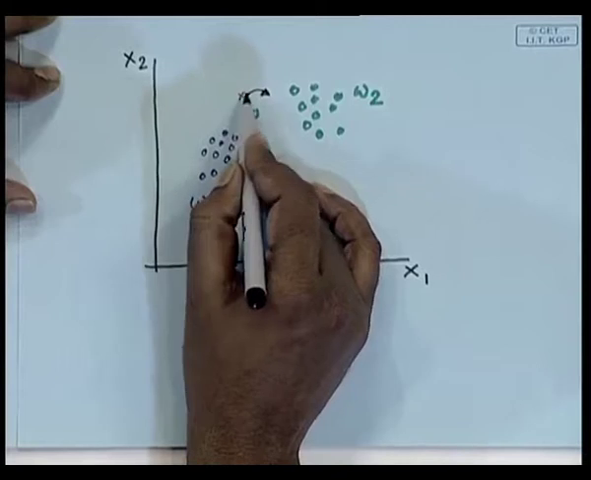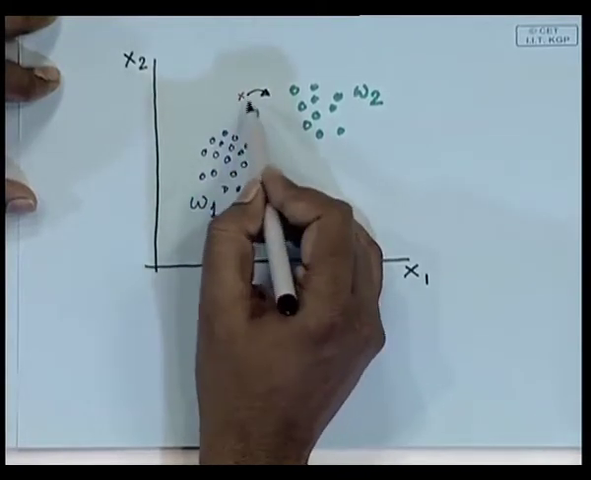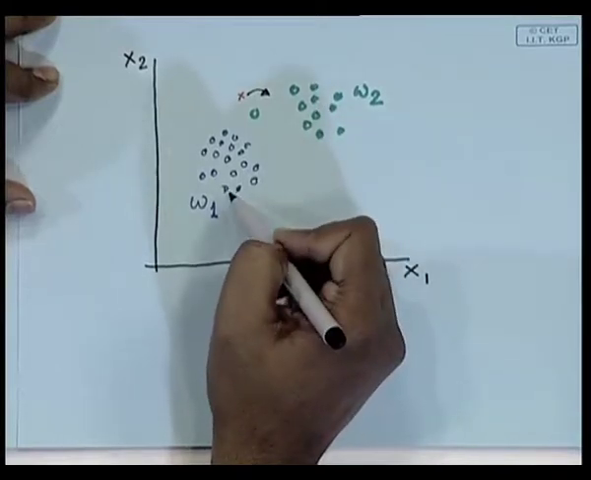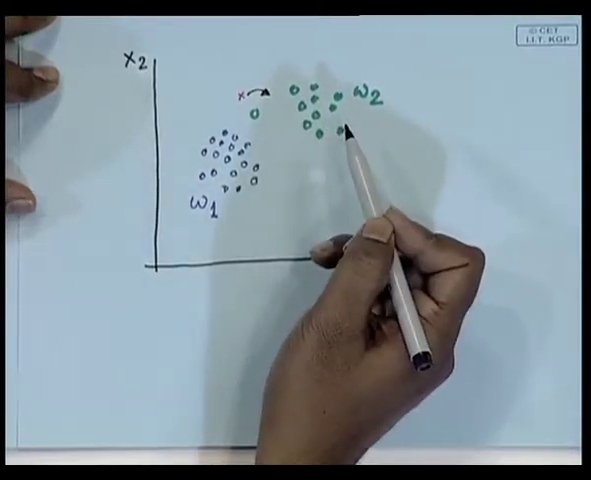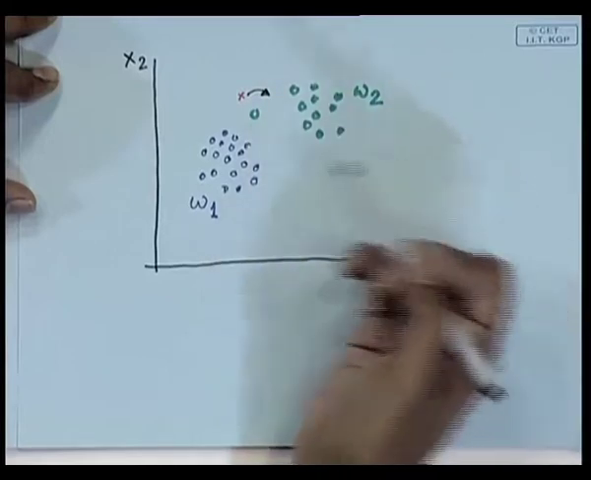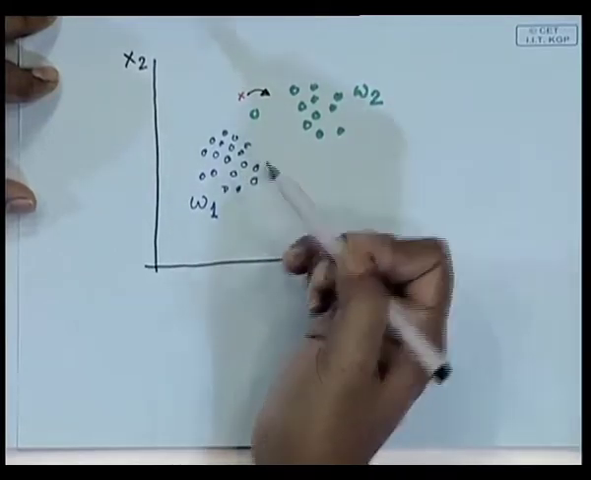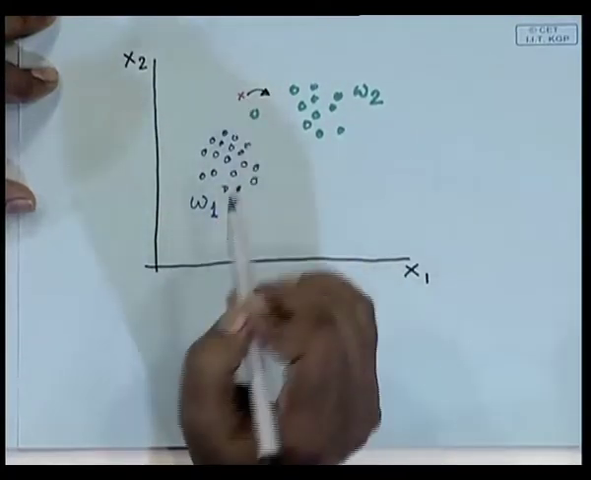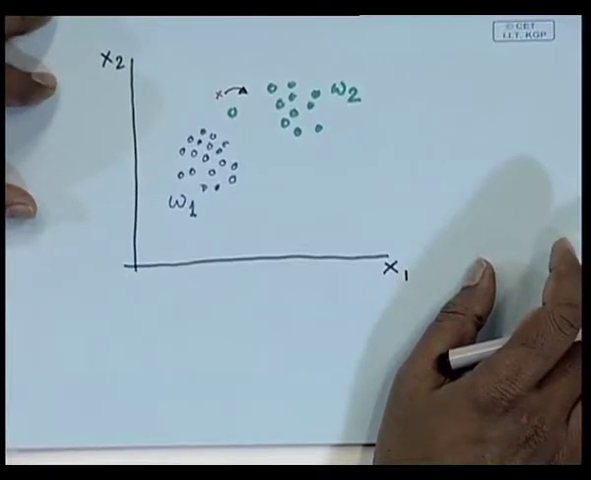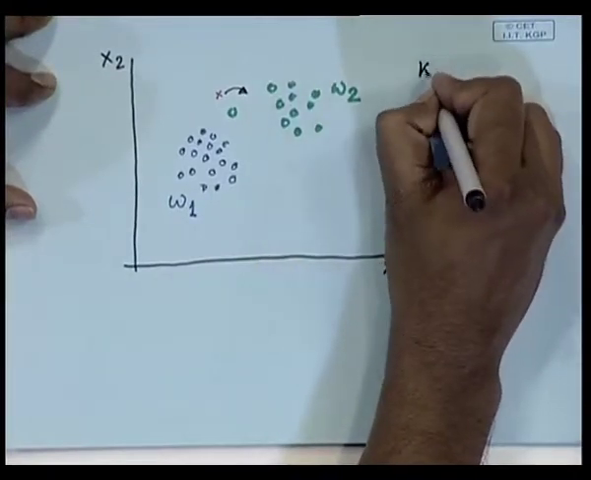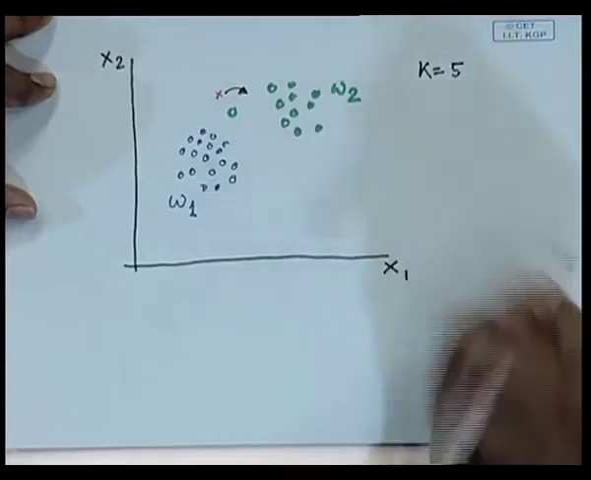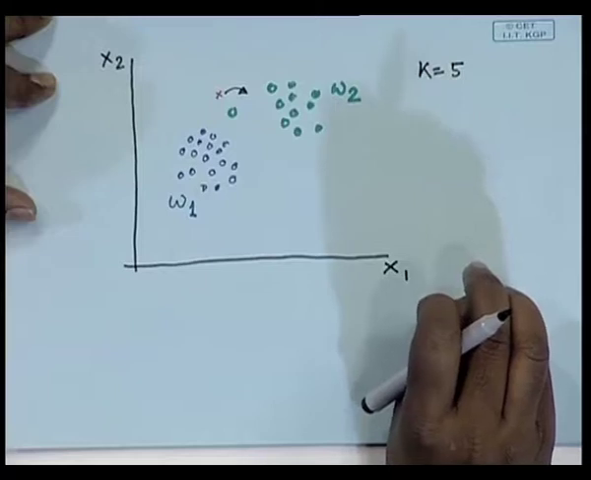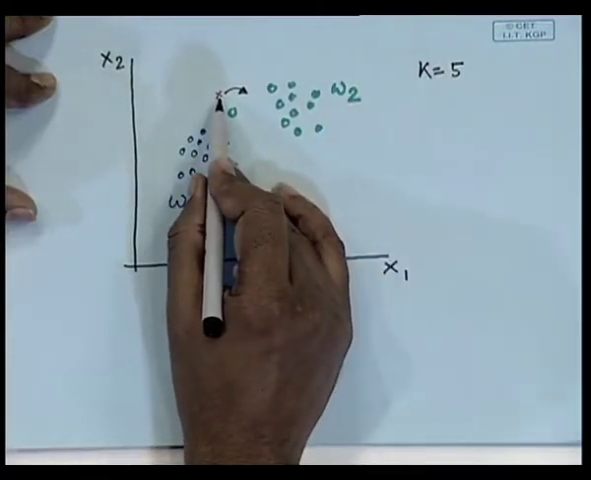So, for doing that, I have to find out the distance of the training samples, whether they come from class omega 1 or class omega 2. Irrespective of that, I have to find k samples which are nearest to this unknown sample. Suppose I decide the value of k is equal to 5. Let us take any value. So, I will take 5 samples which are nearest to this unknown sample.